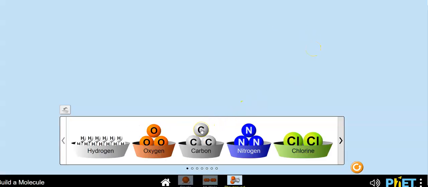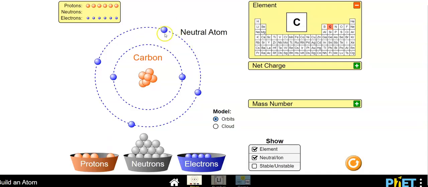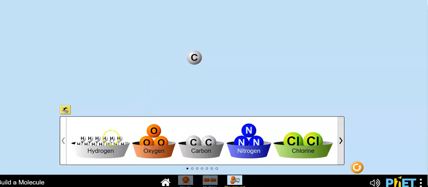So if we build that methane molecule, methane is CH4. Put my carbon in the middle. Remember, carbon has 4 valence electrons. So at each of these spots, a hydrogen atom could come in and bond. And so I'll bring in 1 hydrogen atom, 2 hydrogen atoms, 3 hydrogen atoms, and 4 hydrogen atoms.